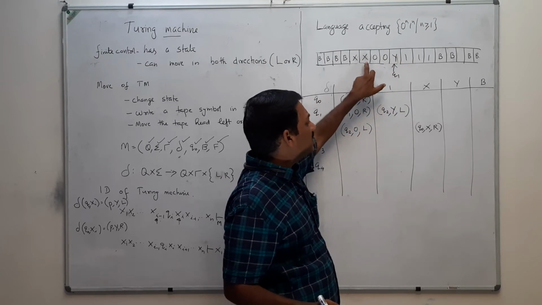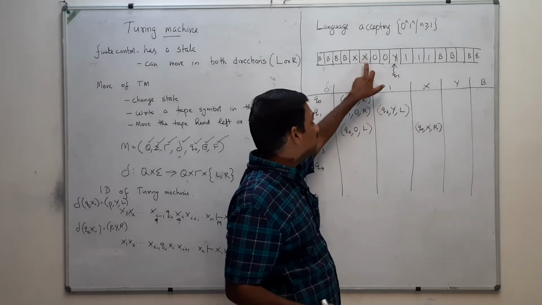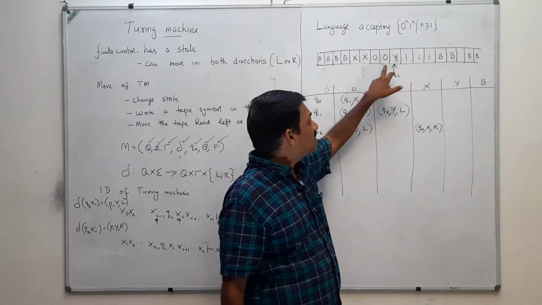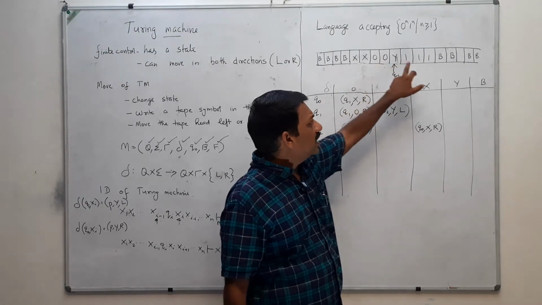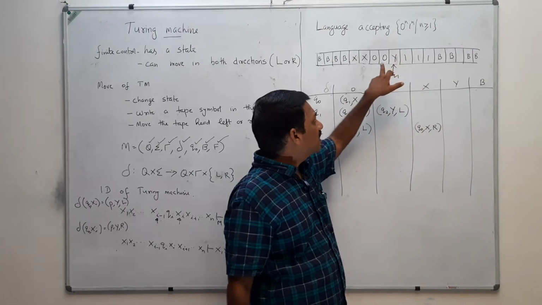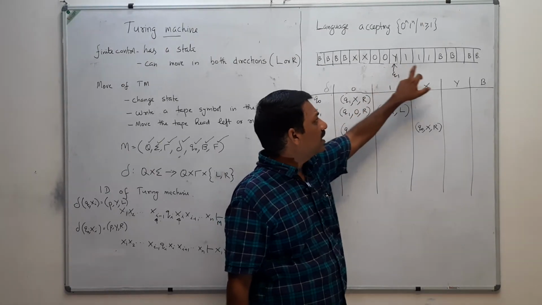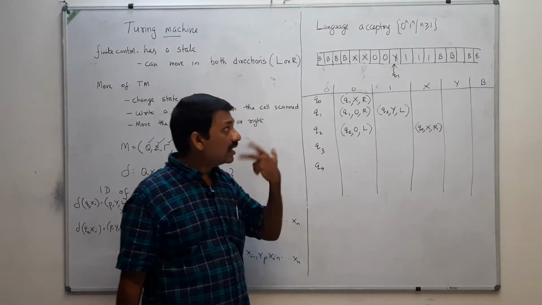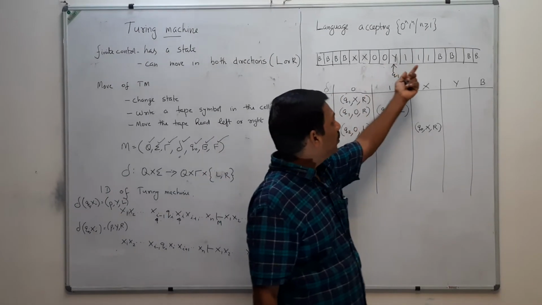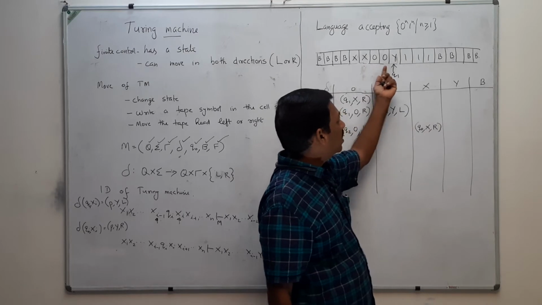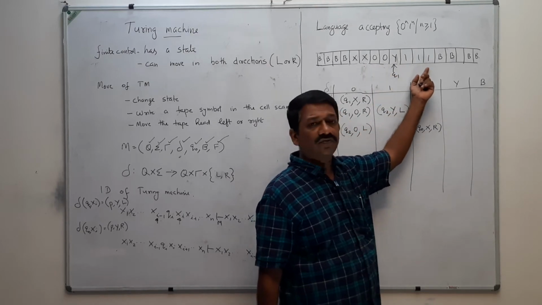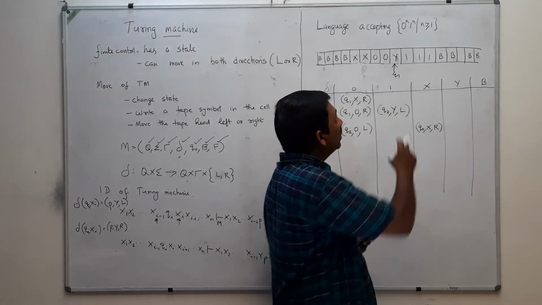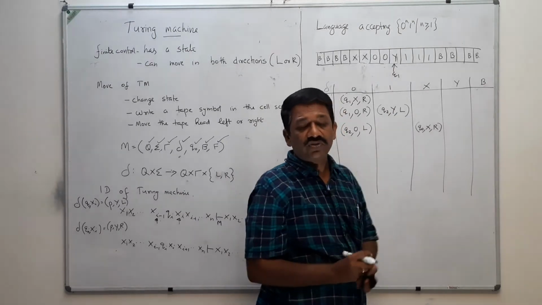Now the next zero is replaced with x. So the next one has to be replaced by y. Next 0 has to be replaced with x. Next one has to be replaced with y. Next 0 has to be replaced with x, and next one has to be replaced with y. In that way, after doing this, all the zeros are converted to x and all the ones are converted to y. And if the input is terminated, then definitely this is as per 0 raised to n, 1 raised to n.